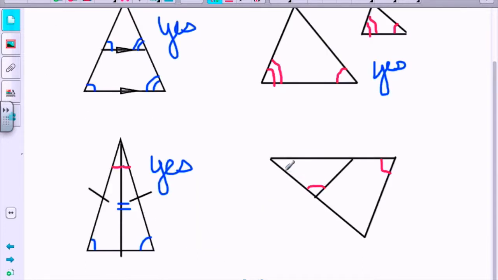But don't forget, look, they both share this angle. So by reflexive, they both have this. So the angle, angle, angle, angle. So these are also similar. So that is also a yes.